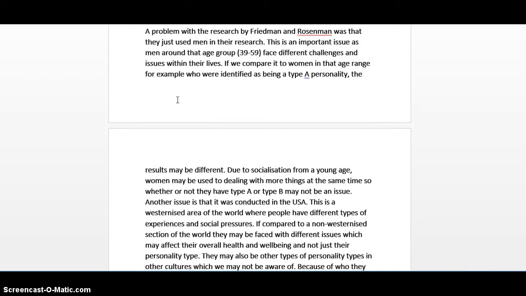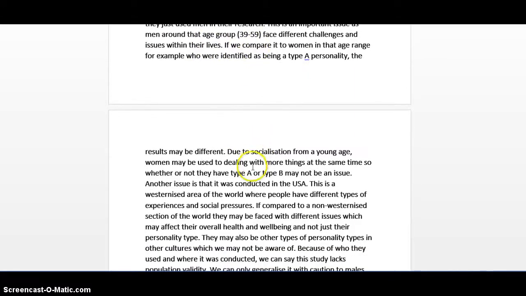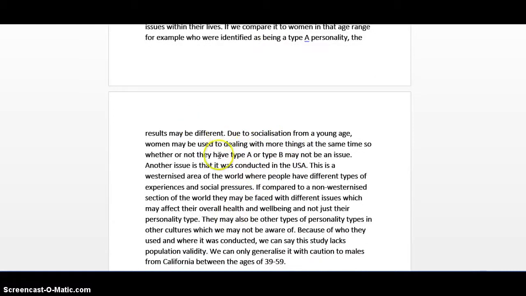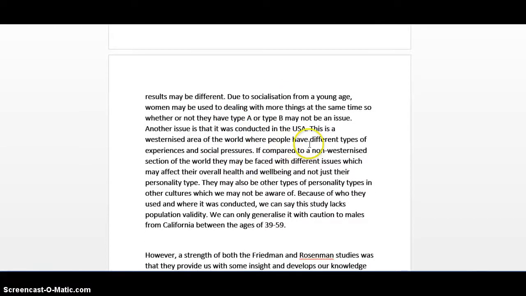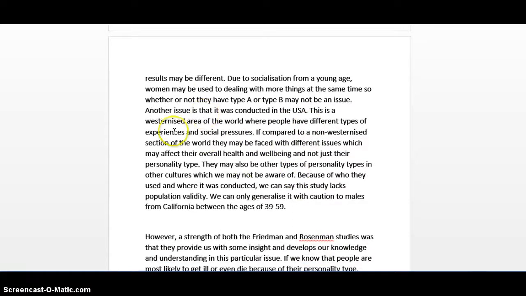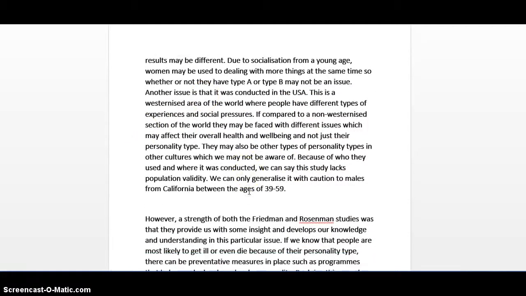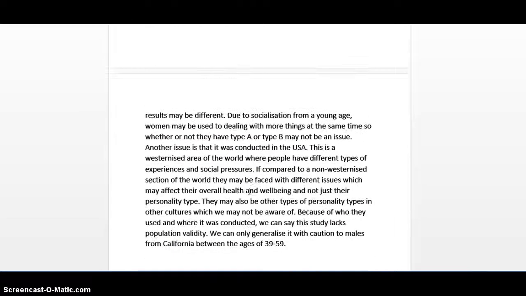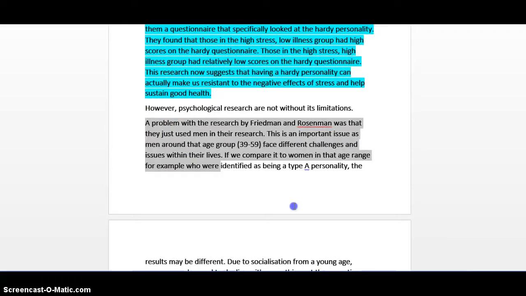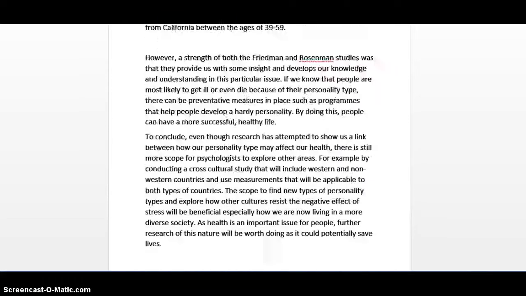I've done my limitation. So I focus on the fact that in the Friedman and Rosenman study, they used men aged 39 to 59, and I've done a comparison to women, and I talked about how due to socialization, women may be used to dealing with more than one thing at a time. So personality types may not even be involved with women. So it may be invalid to women, for example. And then I looked at the fact that it was done in the USA, in California, and I compared that to non-westernized areas of the world where they have different issues and face different problems. And again, it may have nothing to do with personality types at all. So everything here, again, I've elaborated on my evaluation points.